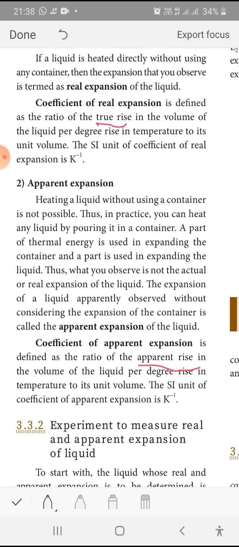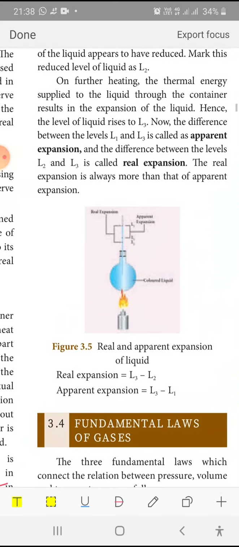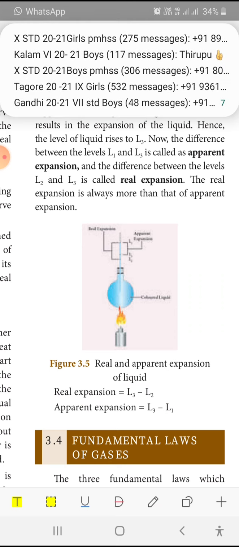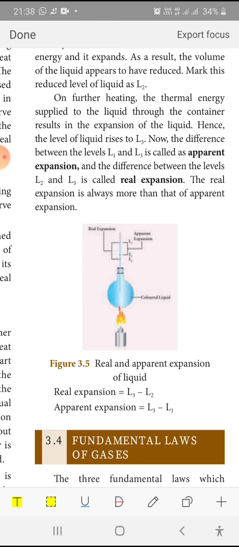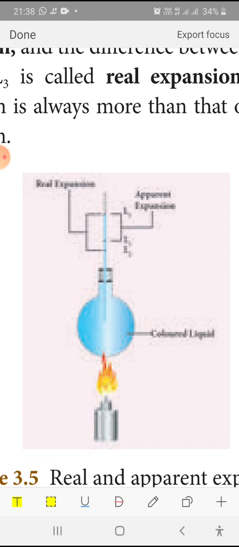Okay, then see the experiment to measure the real and apparent expansion. With the diagram, I will be explaining this. You fill a round bottom flask with a certain volume of a liquid and mark the level of the liquid, close the mouth of the flask with a one hole rubber cork and put in a capillary tube. Then start heating the round bottom flask. As soon as you heat, the level of the liquid is reduced to L2. The first marking is L1, the second marking is L2.